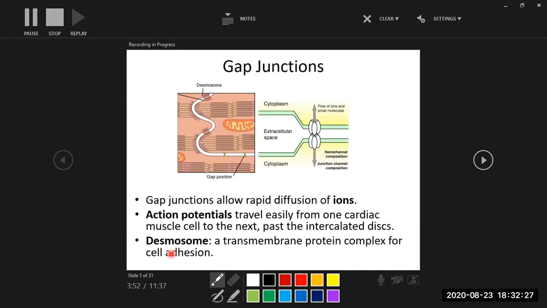Also, they have this transmembrane protein complex called desmosome, and that holds two cells together. Basically, that is the adhesion mechanism to put all these muscle cells very close to each other. So gap junction is the channel to allow the ions to be diffused across the entire organ, and that allows the action potential to travel very quickly from one cell to the entire organ. And that allows a unified contraction of the entire organ.